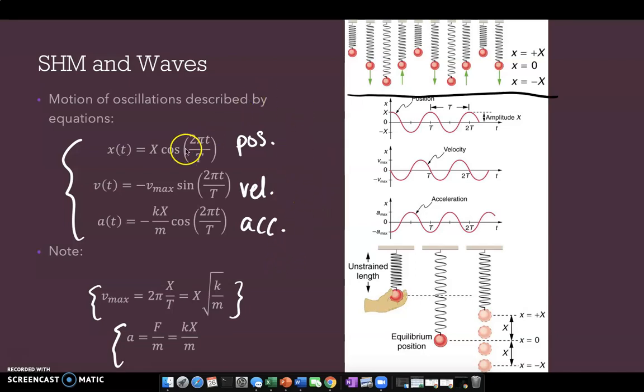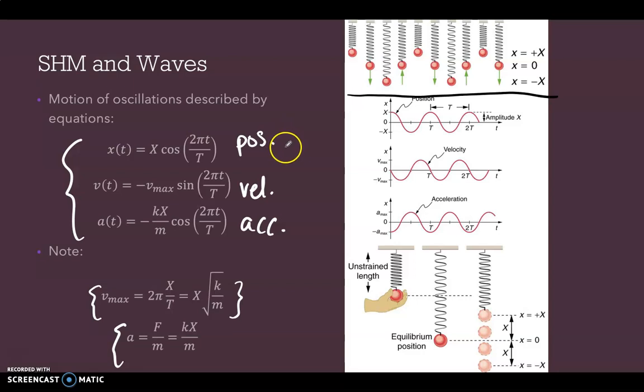Hi and welcome back. We are continuing our discussion on simple harmonic motion and waves. Previously we were talking about how to describe this simple harmonic motion in terms of equations. Let's now look at this in a more practical sense. So what am I talking about basically?